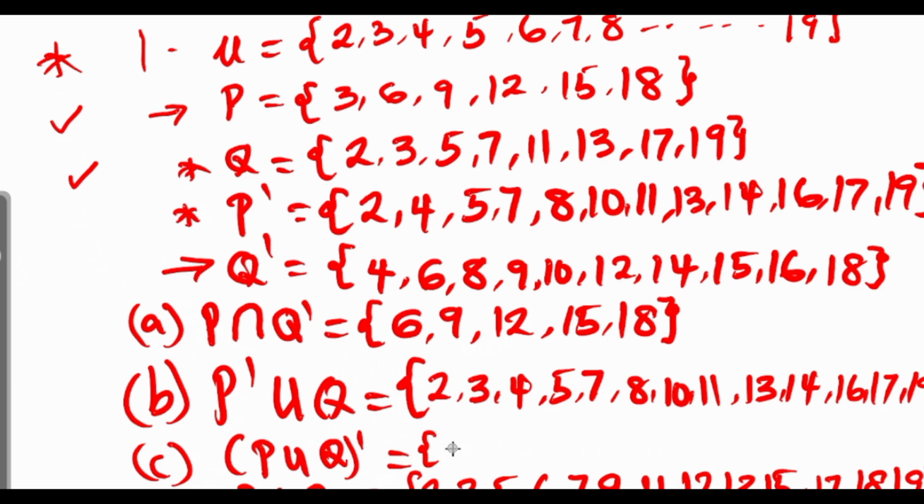Okay, we have 4, we have 8, we have 10, okay, we have 14, okay, we have 16, and those are the elements in (P union Q) prime.